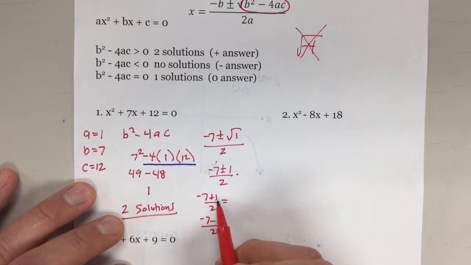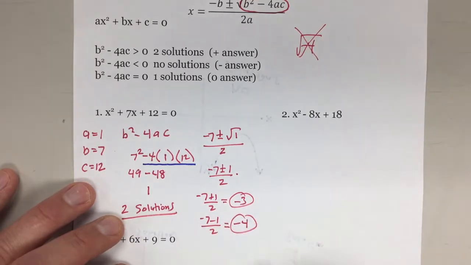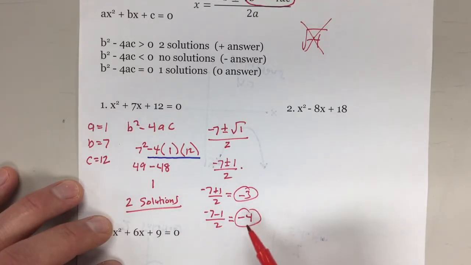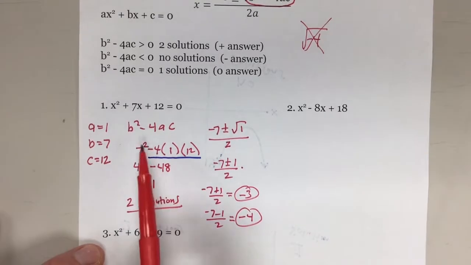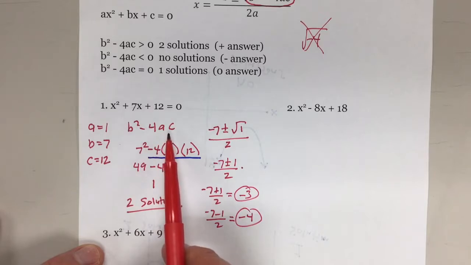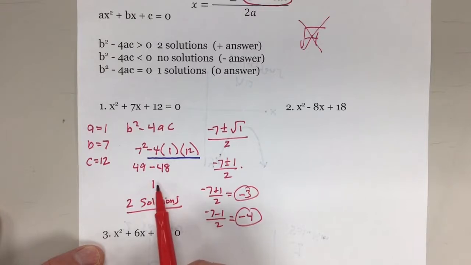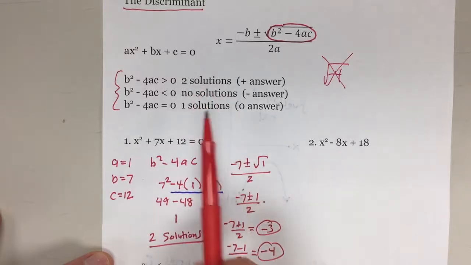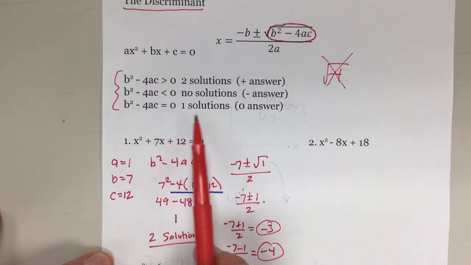So -7 plus 1 is -6, divided by 2 is -3. And -7 minus 1 is -8, divided by 2 is -4. So this parabola crosses the x-axis at -3 and -4. So it crosses twice. So the first thing you want to do is just do the part that's underneath the square root in the quadratic formula, the b squared minus 4ac. With that value, and using this chart, figure out how many solutions there are going to be. If there's 2, you find them. If there's no solution, you just stop and say no solutions. And if it's exactly equal to 0, there'll only be one answer.